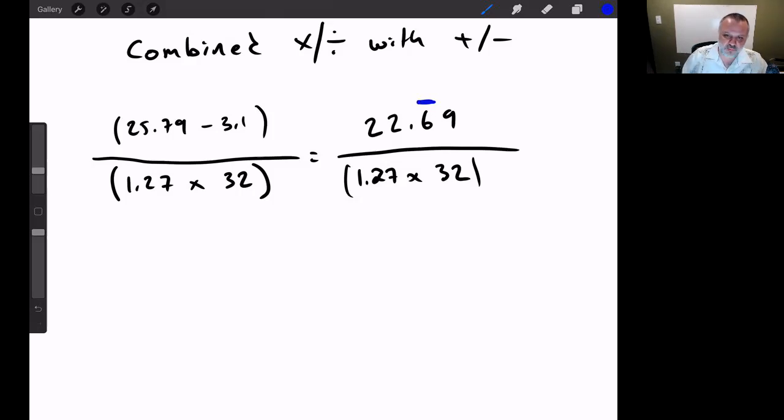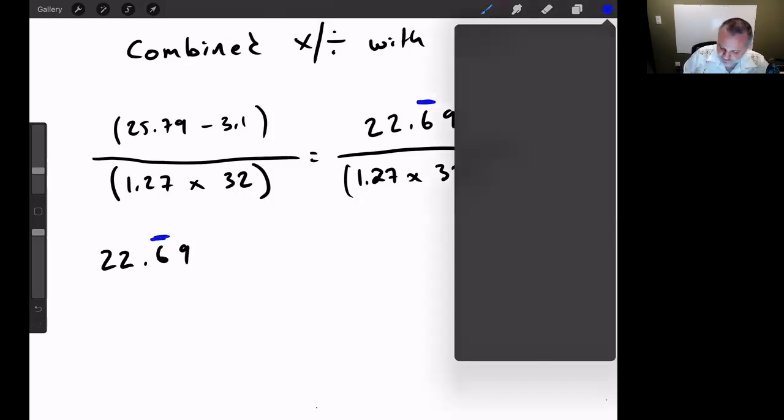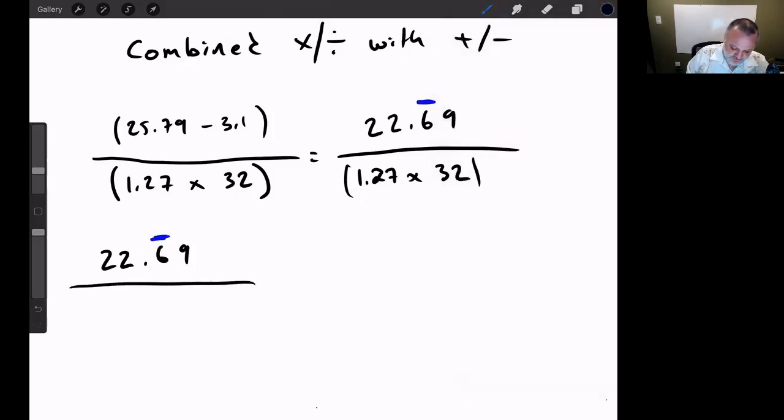So now let's go ahead and process the denominator. 1.27 times 32. So what do I get there? And I'm going to leave the numerator the same because I'm not doing anything with it yet. It's 22.69, but I want to go ahead and remind myself that the 6 is the significant digit. And so my calculator gives me 40.64.